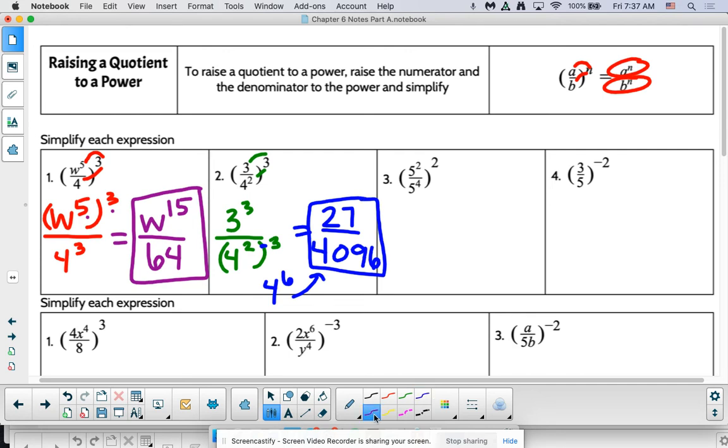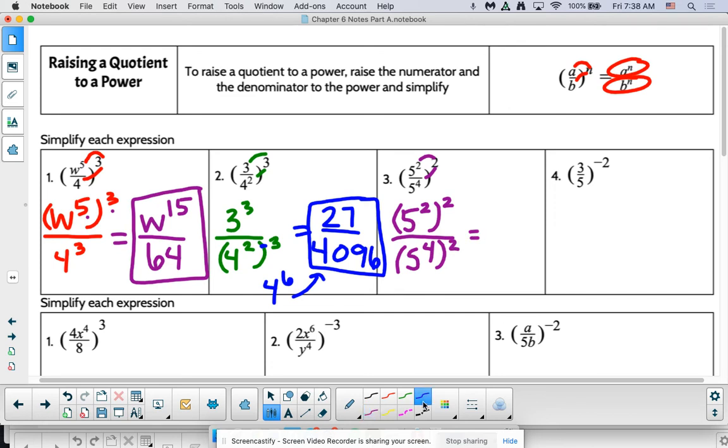All right, are you guys with me? Let's try another one. So again, we're going to distribute that power to both the top and bottom, the numerator and denominator. So we're going to have 5 squared to the power of 2 over 5 to the 4th squared.